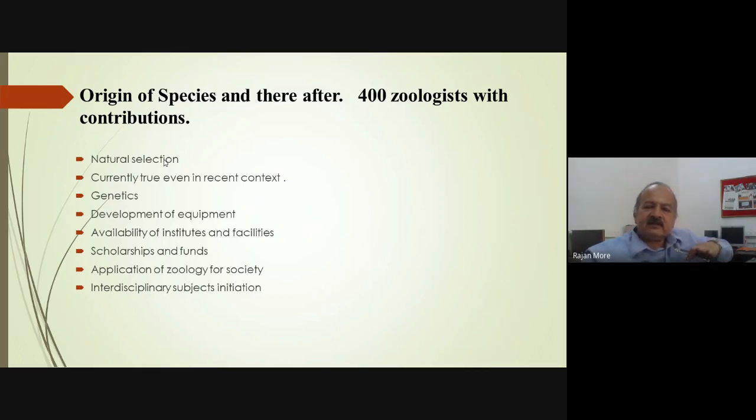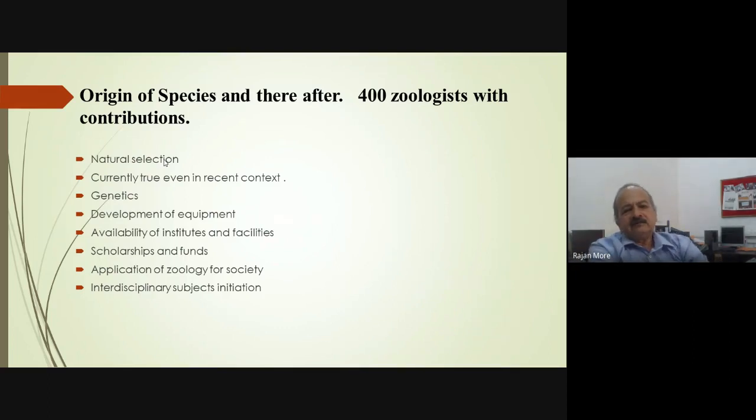Then he studied the different types of manures, the different types of animals, and he made very particular notes, kept perfect data, collected the information during the voyage, and he put forward the theory of natural selection. And I've written down the second point over here that it is currently true even in the recent context.